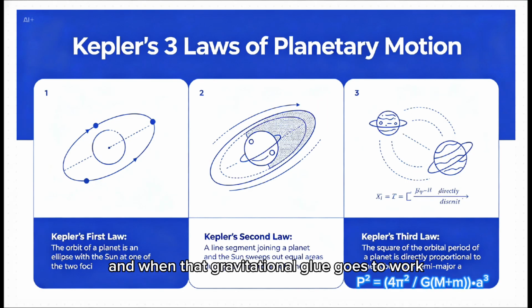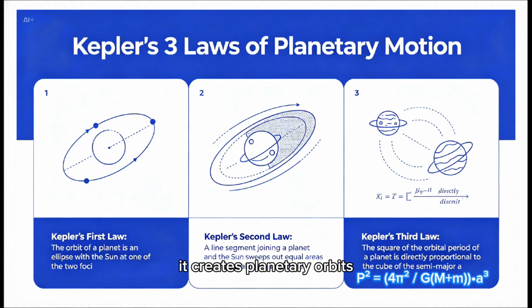And when that gravitational glue goes to work, it creates planetary orbits. And this brilliantly illustrates Kepler's third law, which reveals a really strict mathematical harmony here. The equation T squared over a cubed equals 4 pi squared over G times (M plus m) basically tells us there's an exact relationship between a planet's orbital period and its semi-major axis. In plain English, how far away a planet is from its star dictates exactly how long it takes to complete one orbit.